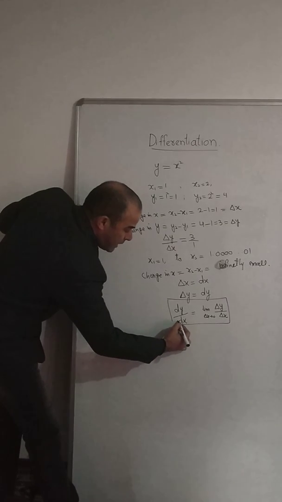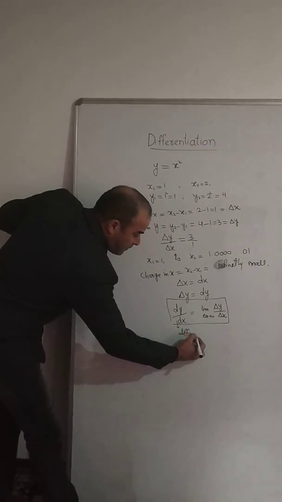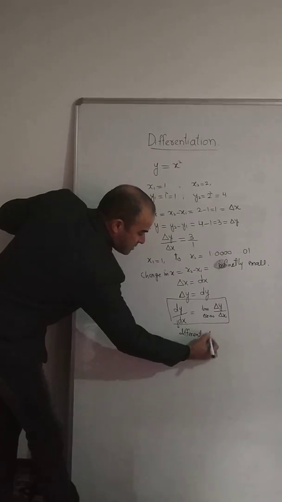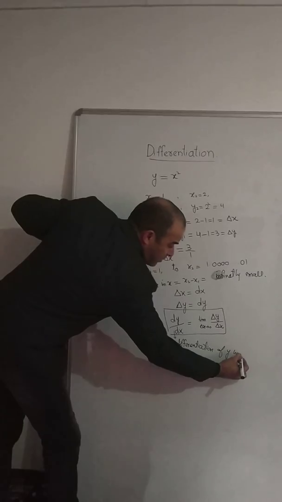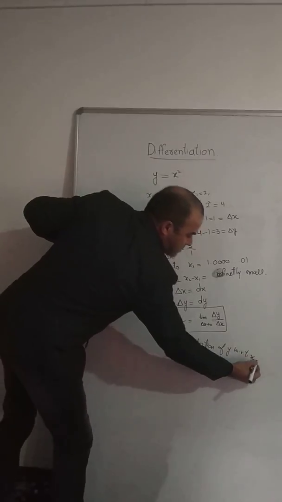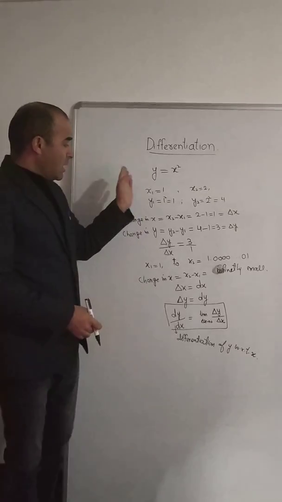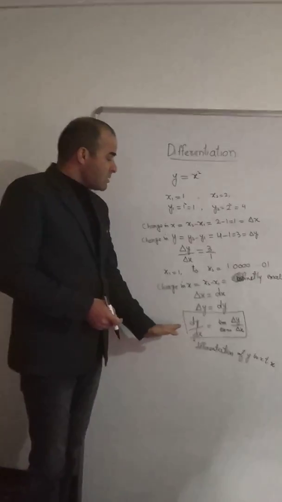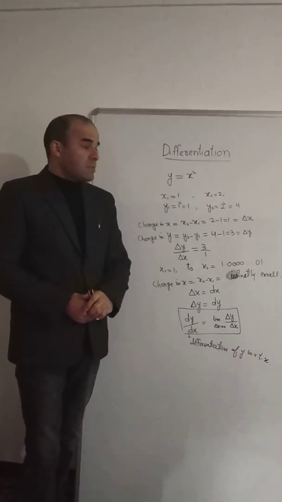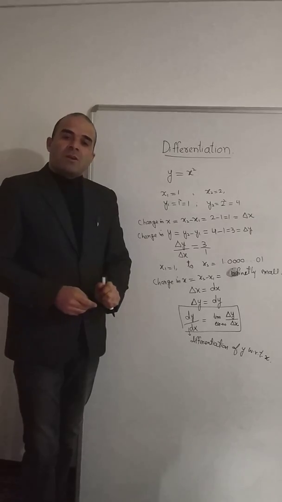This dy by dx is called differentiation. It is called differentiation of y with respect to x. That was all about the differentiation we do in mathematics. Similar principles apply to differentiation in physics also.